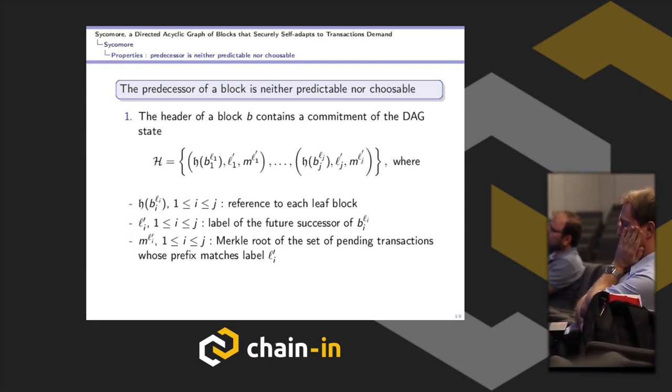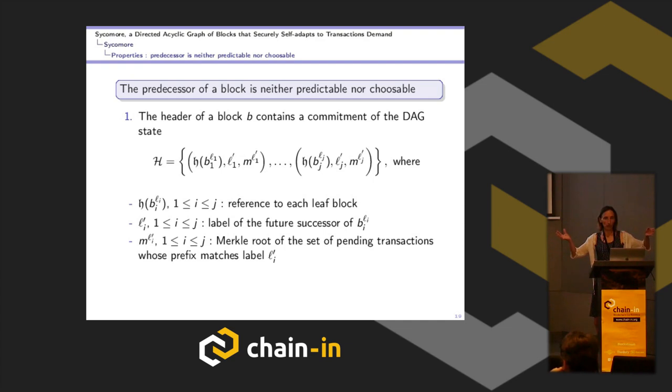Now, what the miner will do is take the pending transactions he has and partition them according to his label L prime, so that each partition contains all the transactions whose identifier is prefixed by this label L prime, and he will compute the Merkle root of this partition of transactions. Okay, so this is the header of the block. This is not the end of the story.